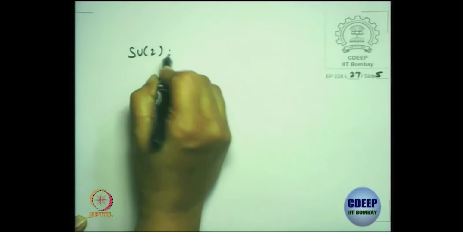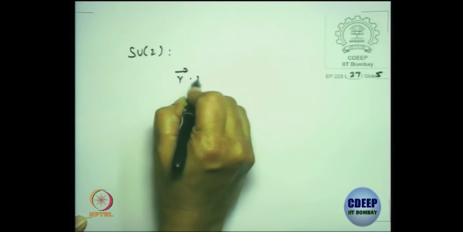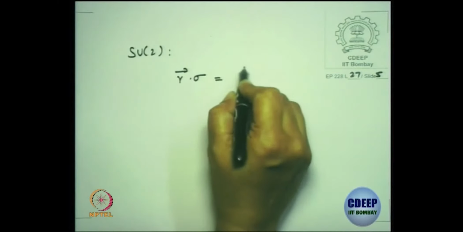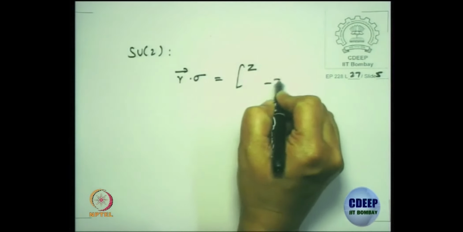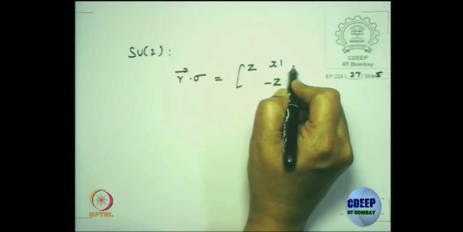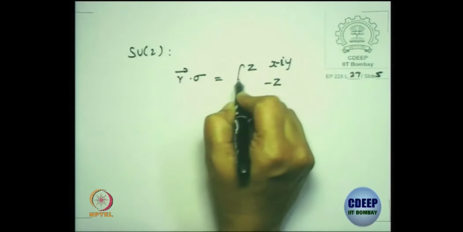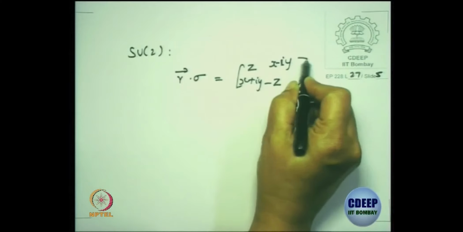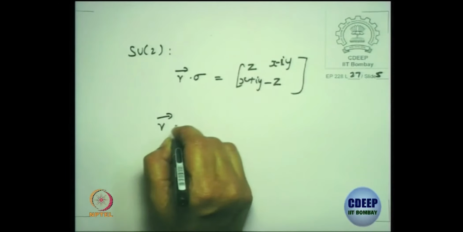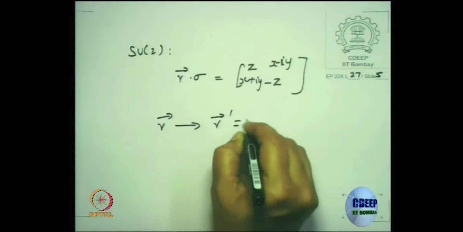Okay, so for SU2 you can denote a vector as r dot sigma. This is one way of writing it. What is r dot sigma? It is nothing but the matrix with z and minus z on the diagonal, and x plus iy, x minus iy off the diagonal, something like this. What does rotation do for you? A vector r goes to r prime, which is R times r.